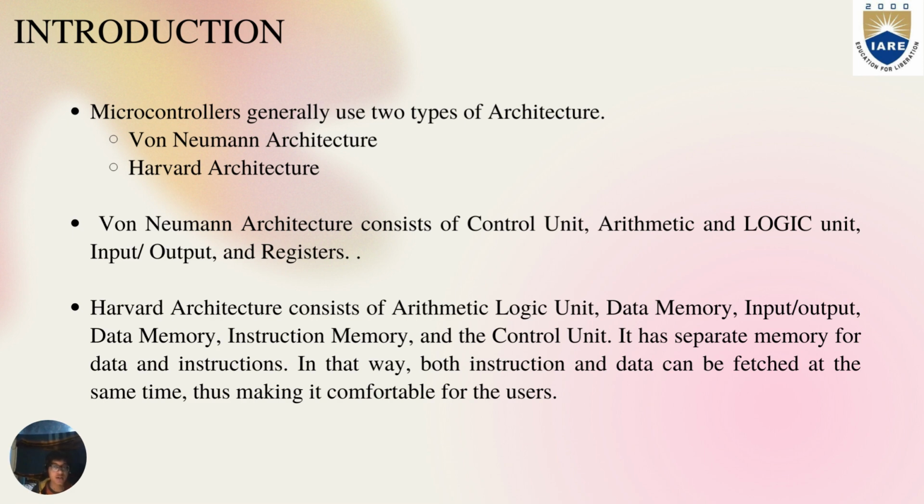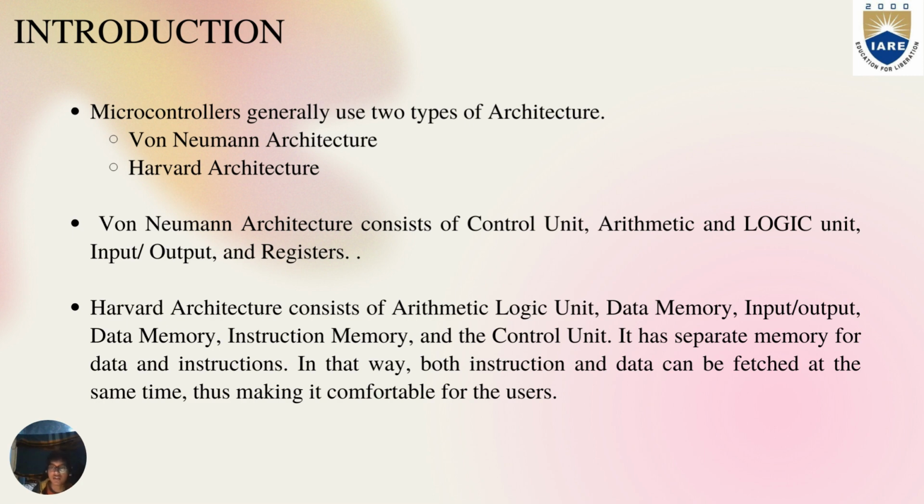Harvard architecture consists of an arithmetic logic unit, data memory, input-output, instruction memory, and control unit. It has separate memory for data and instructions. In that way, both instructions and data can be fetched at the same time, thus making it comfortable for the users.